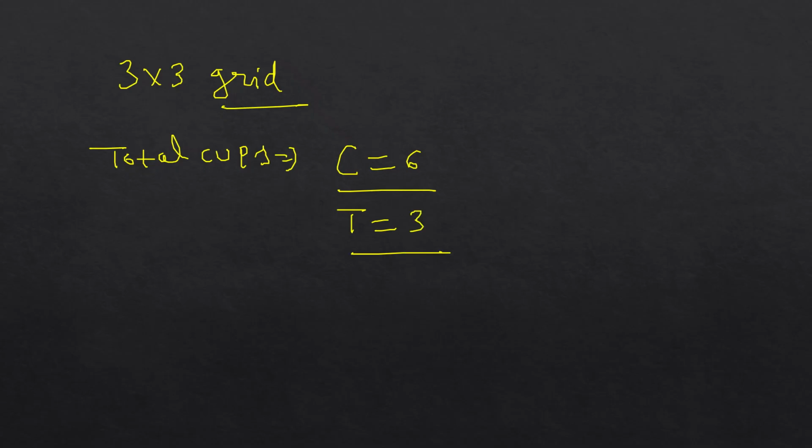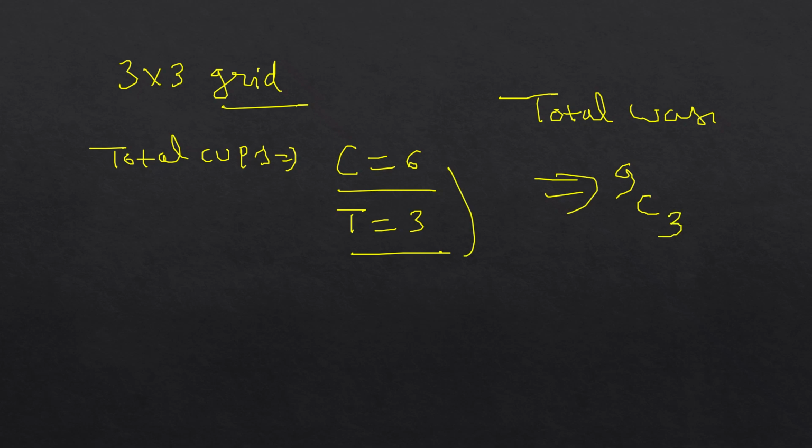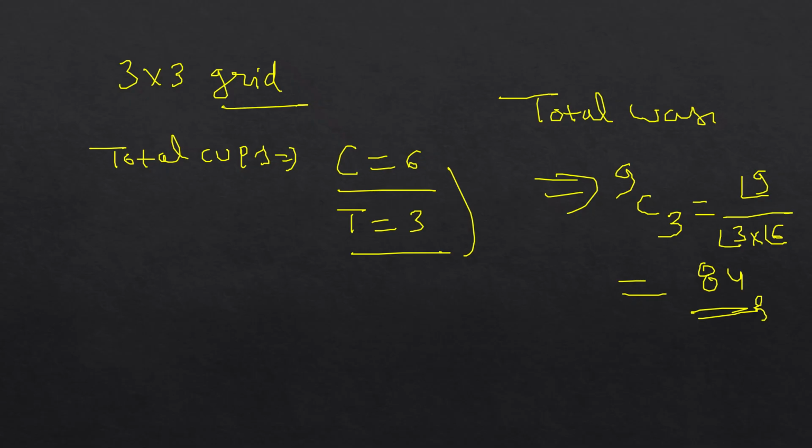Now total ways, suppose there is no restriction. So total ways: we have 9 cups. So there are 84 ways. We can solve it like factorial 9 divided by factorial 3 into factorial 9 minus 3, that is 6. So we'll get 84 as our total ways without any restriction.